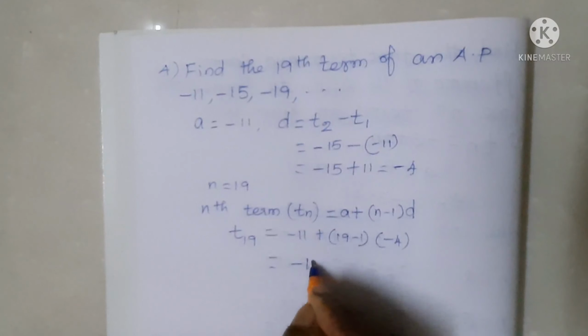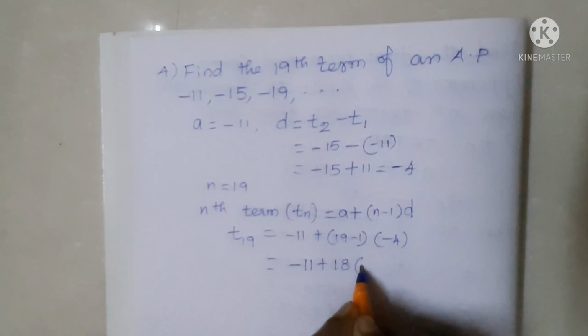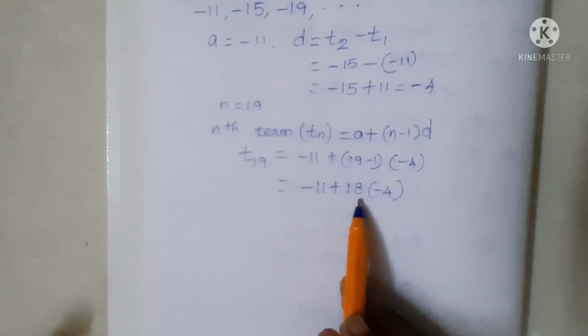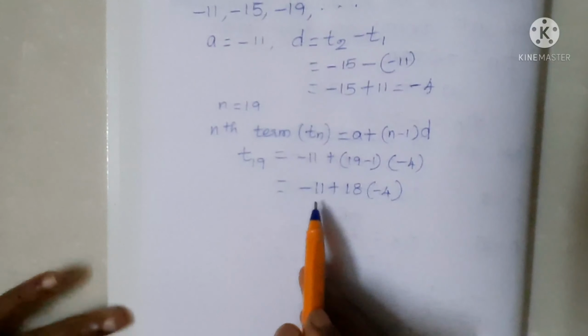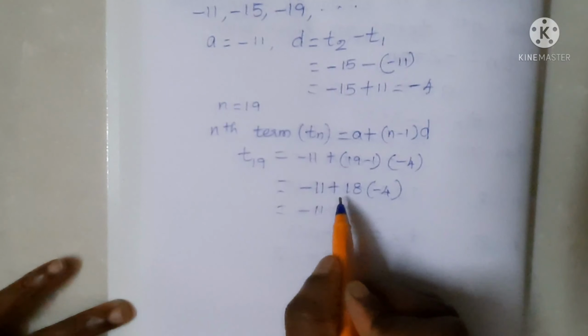You will get minus 11 plus 19 minus 1, 18, into minus 4. First you have to multiply these two. First you multiply. After that only you should add with that minus 11. So here you say minus 11.